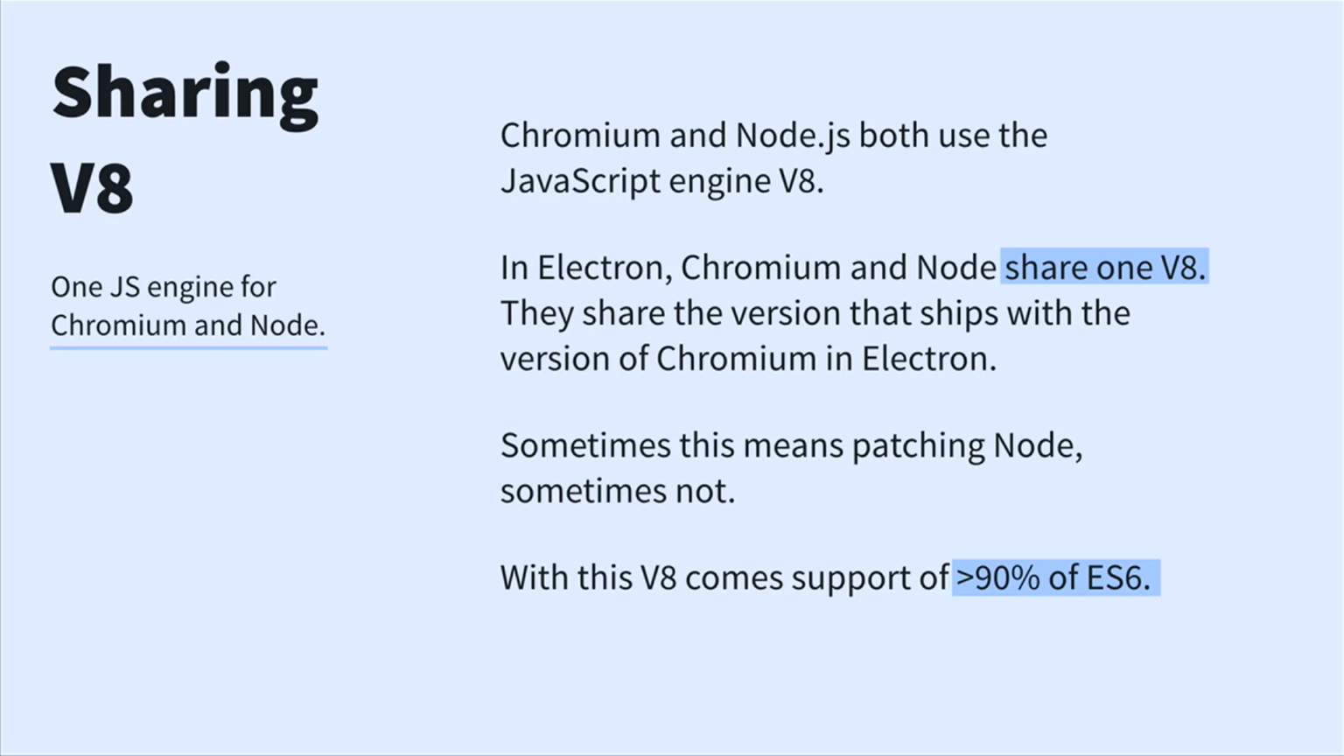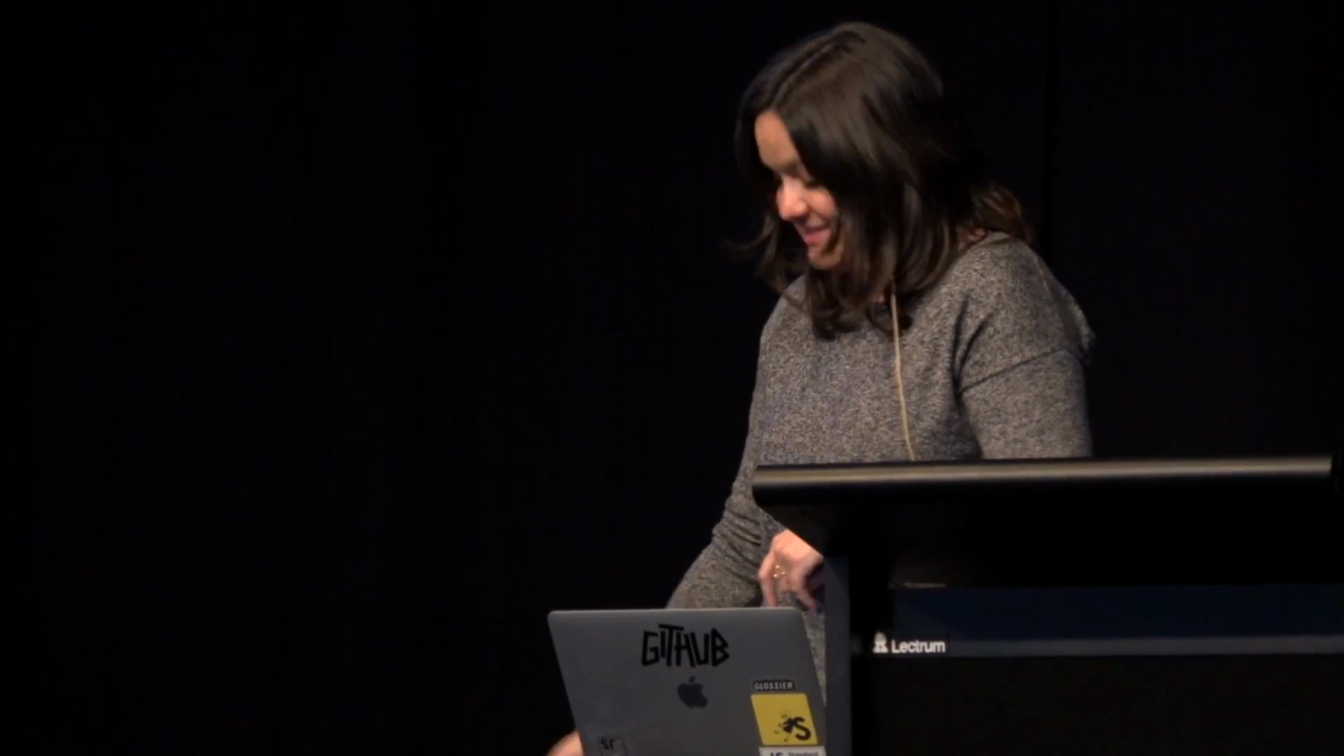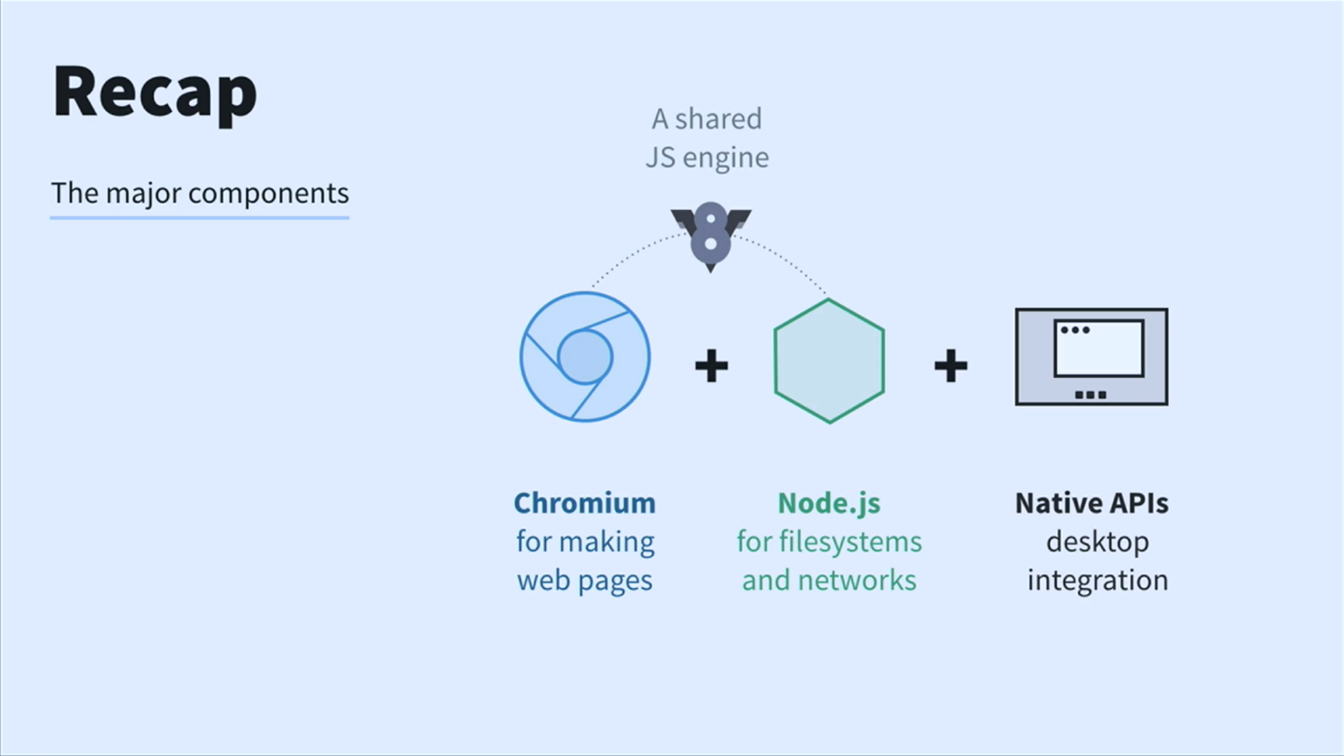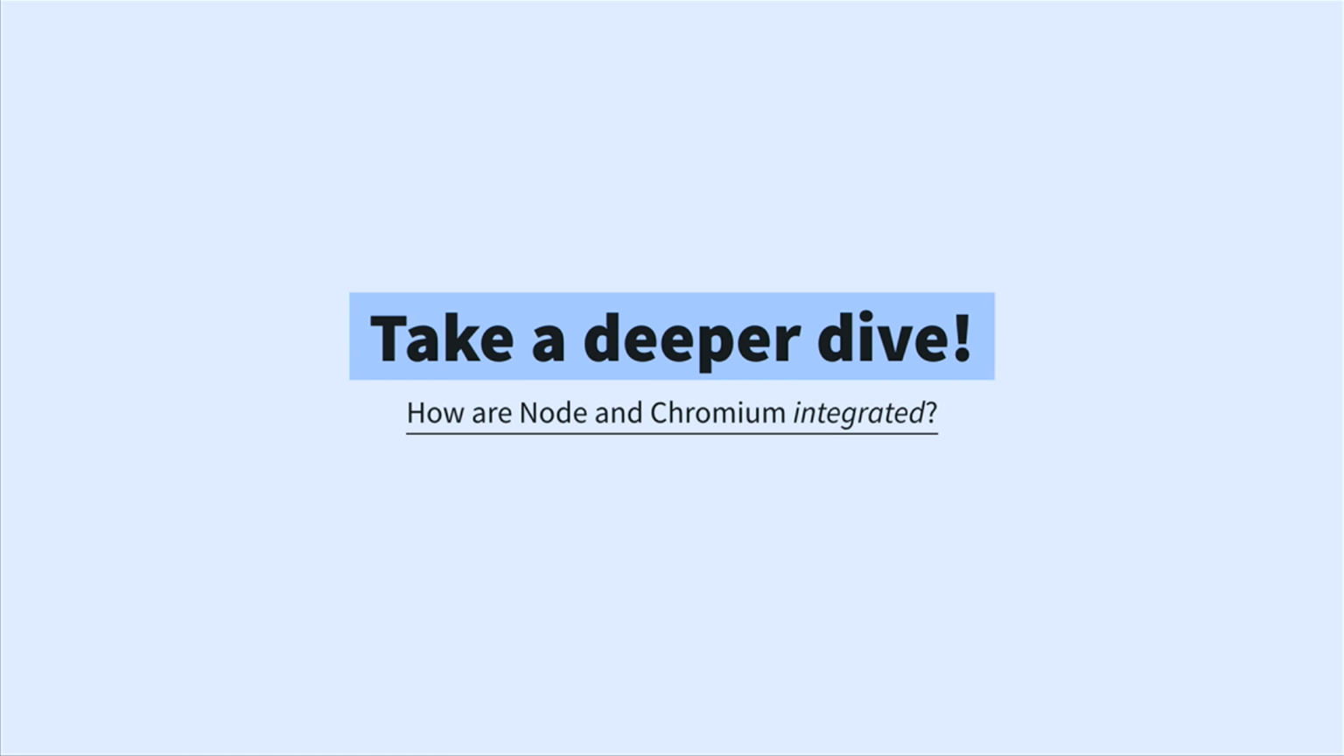And because you're using the latest V8 in all of your Electron apps, you also get things like over 90% of ES6. So if you love fat arrows, go and live your best life and write fat arrows, and you don't need to precompile and do all of that stuff. You can probably just write it as it is. So to recap, you have Chrome for drawing the web pages, Node for file systems, and then they're sharing a single V8, which is Chrome's V8. And then you've got the native APIs.